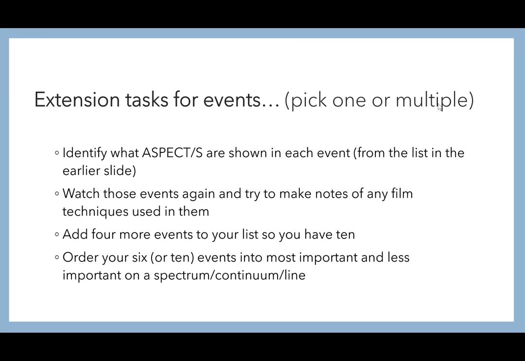Add 4 more events to your list so that you have 10 events that you think are significant, and do the same process. Or you can order your 6, or you might have 10 by now, events into most important and less important. So if you had to order them all or shuffle them around on a page, which would be the most important out of those 6, and which is still important but less important? Alrighty, so those are the extension tasks there.